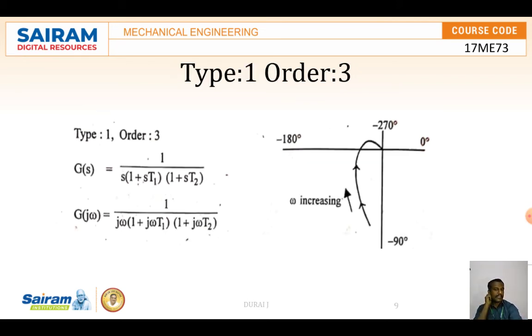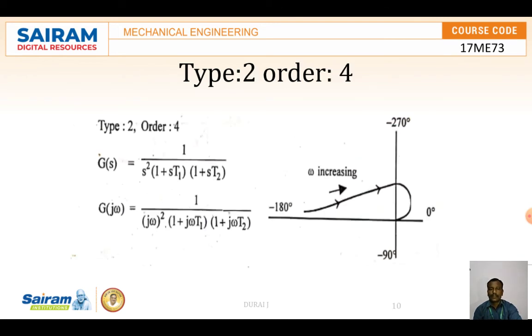Then comes the next one, type 1, order 3 method. So here, like 1, 2, 3. Okay, so 1 / (s(1 + sT1)(1 + sT2)). Again we substitute, so this equation becomes from here to here. In this one it will start somewhere and end here only. Okay, the omega value is increasing like this. This is about the type 1 and order 3.